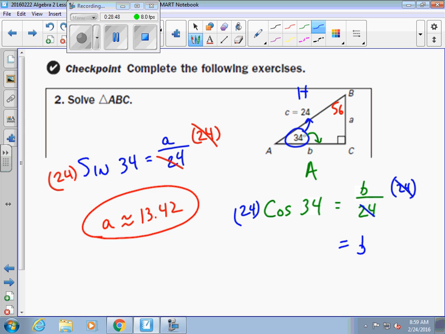Notice these calculations, even though it seems like a lot of work, become very repetitive when you solve them for a triangle. Instead of hitting 24 sine 34 this time, now we're hitting 24 cosine 34. And when you do that, you get B's value at 19.896, which rounds up. So that's an approximation as well. So now this triangle is solved. All three sides and all three angles are represented.